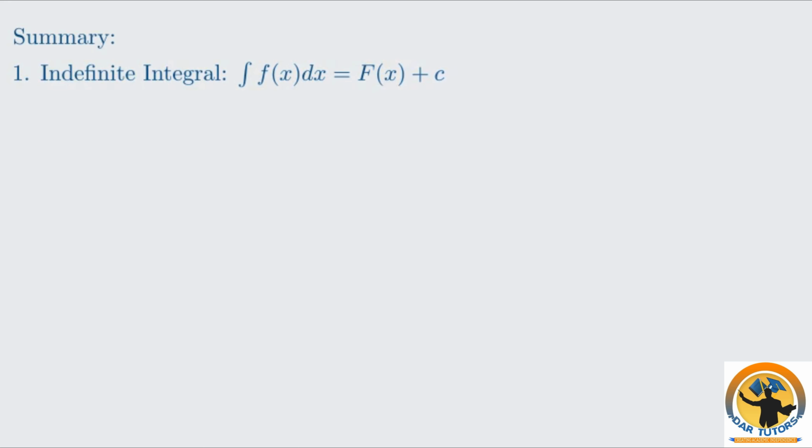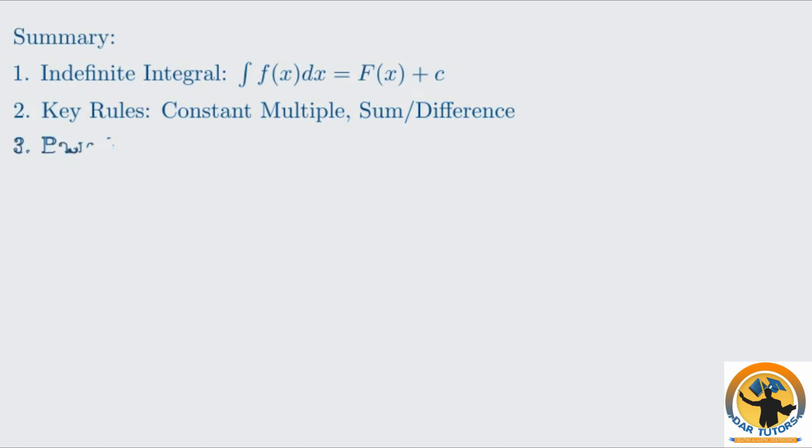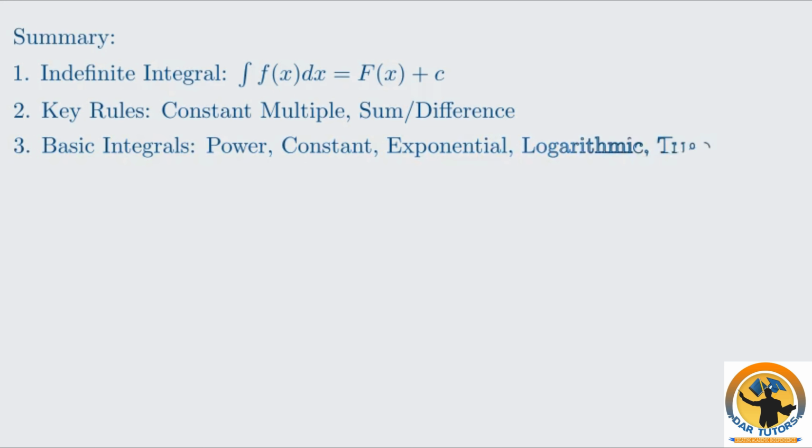Let's recap what we've learned today. We started with the fundamental idea that integration is the reverse of differentiation. We defined the indefinite integral as the antiderivative plus a constant of integration, c, which accounts for the family of functions with the same derivative. We then established key rules for integration, such as the constant multiple rule and the sum and difference rule, which allow us to integrate term by term. We built a table of basic integrals by reversing common differentiation rules, including the power rule, the integral of e to the x, the integral of 1 over x, and the integrals of sine and cosine.